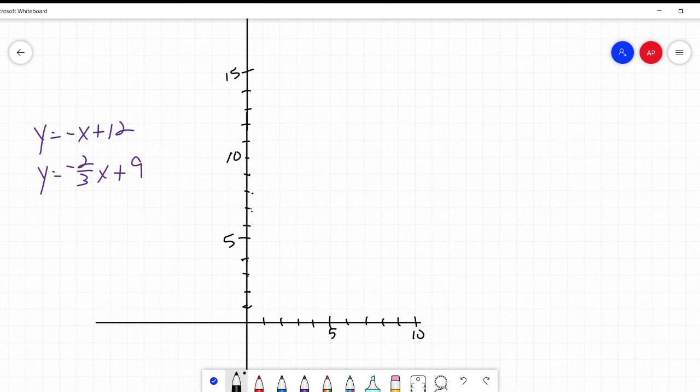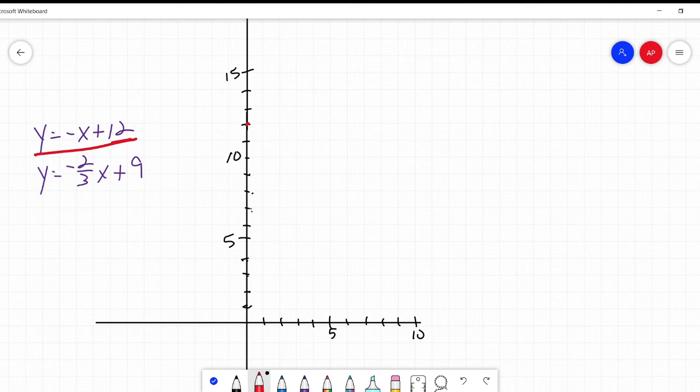All right, so to graph a line, what do we start with? We have our first line, y equals negative x plus 12. Start with our y-intercept, which is 12. So I'm going to make a little dot for the y-intercept of 12, and make that as precise as I can. Okay, and my little red dot for 12.